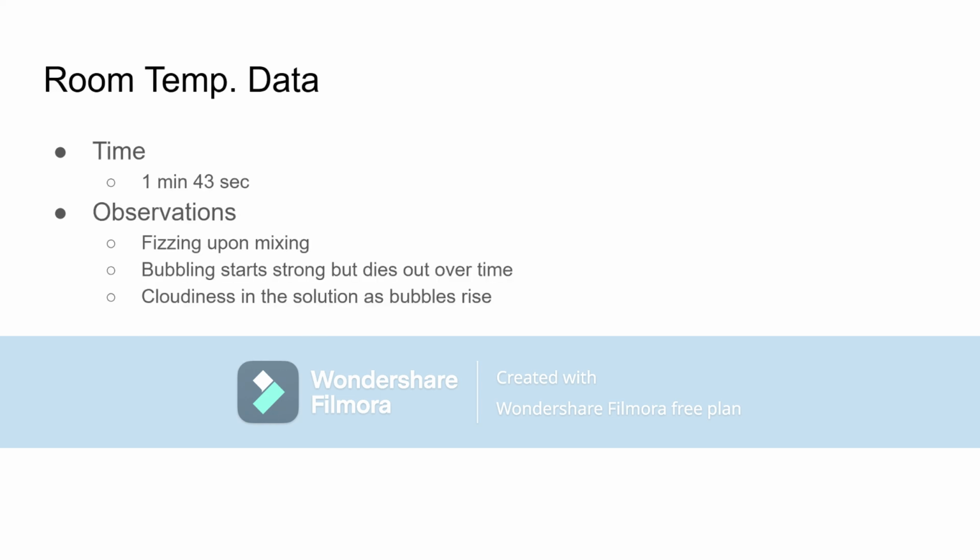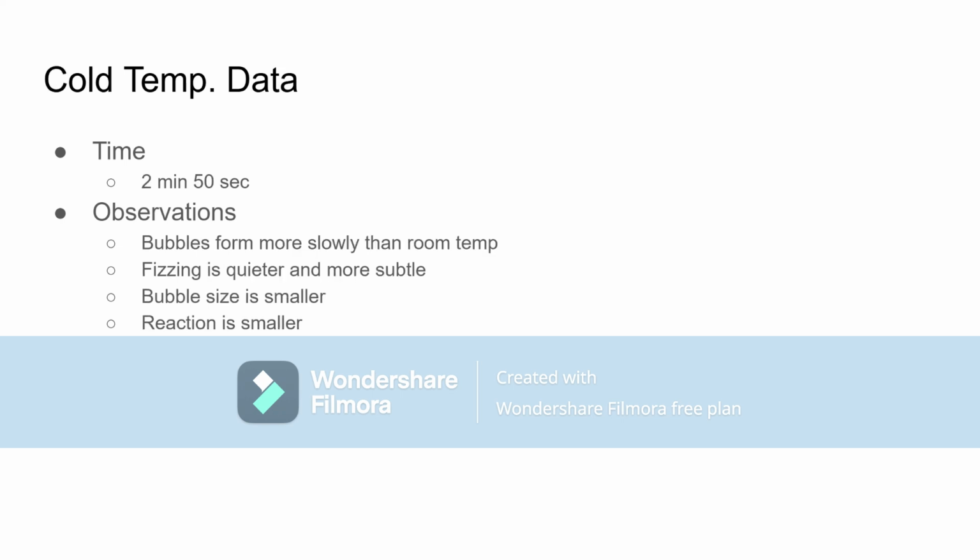So for my room temperature data, it took a minute and 43 seconds to get a reaction. Some of the observations I made were that there was fizzing when the chemicals mixed together. The bubbling started off really strong, but then died out over time, and there was a cloudiness within the solution as the bubbles were rising.